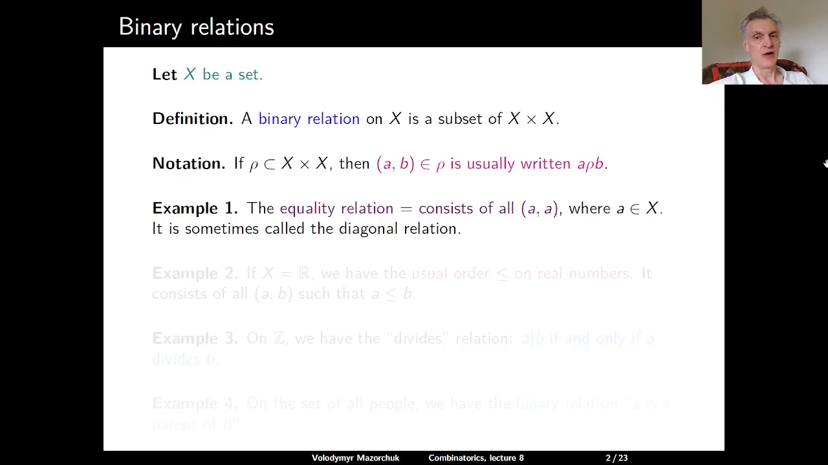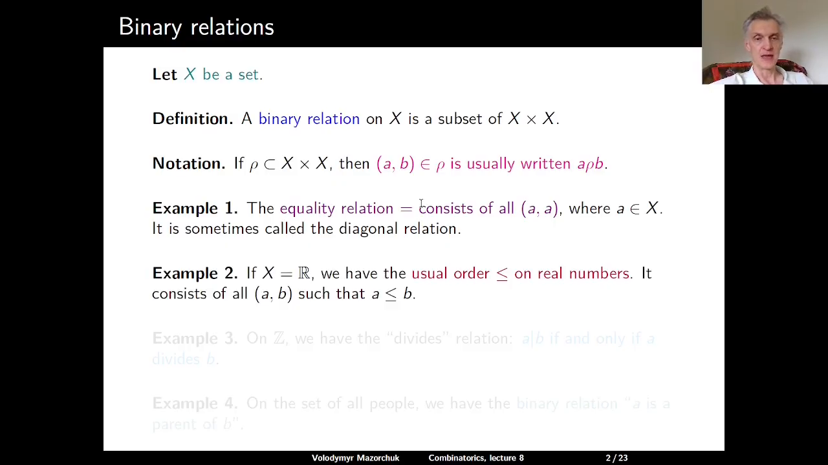Example 1. For any set X, we have the so-called equality relation on X, which is usually denoted by this symbol. It consists of all pairs A, A, where A is an element in X. And this is usually written as A is equal to A. Example 2. If we take as X the set of all real numbers, then we have the usual order less than or equal to on real numbers. It consists of all pairs A, B of real numbers, such that A is less than or equal to B.